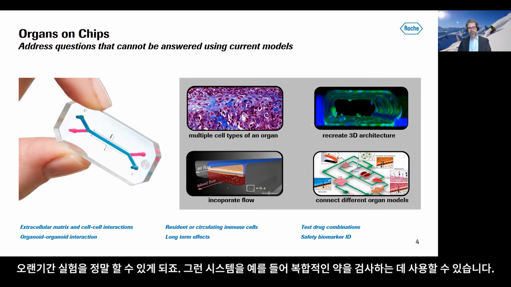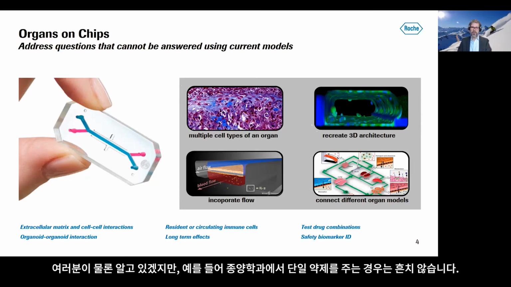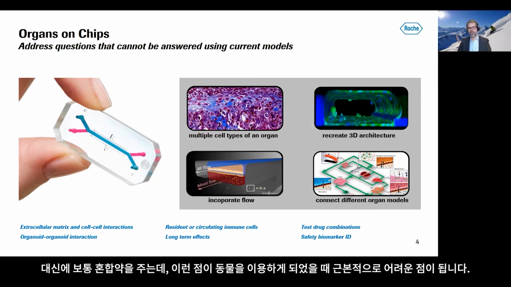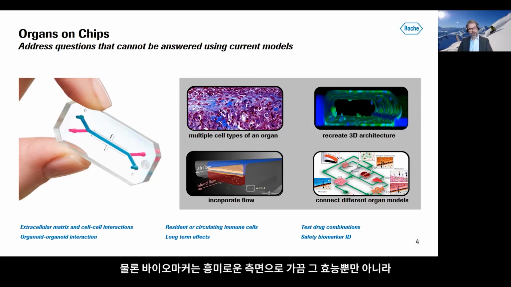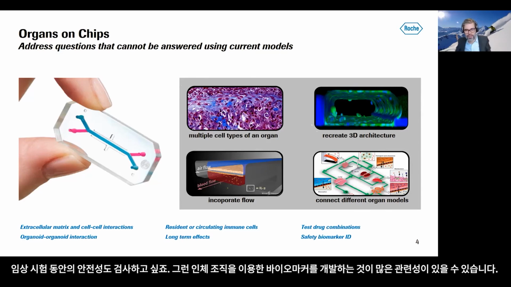We can use such systems to, for example, test drug combinations. As you certainly know, in oncology, very often drugs are not given as a single drug, but you typically have combinations. This is something that is inherently difficult if you want to use animals for that. Of course, biomarkers are also an interesting aspect. You every now and then want to test for your efficacy, but also for the safety during clinical trials, and to develop biomarkers using such human tissues can be of high relevance.